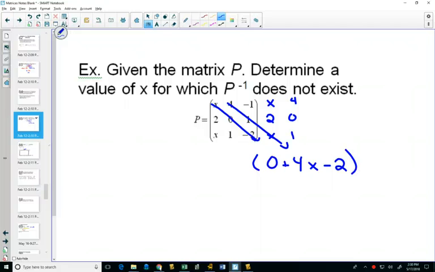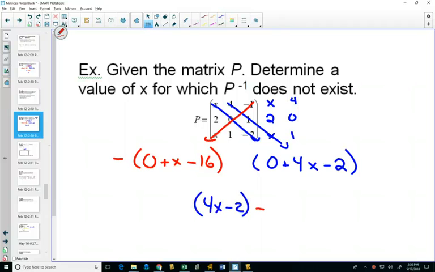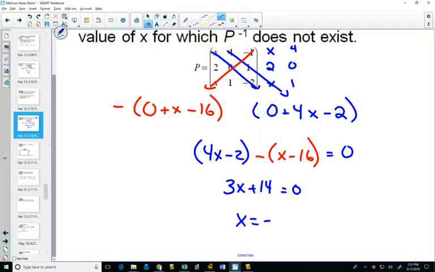0 plus 4x minus 2. And the red ones, 0 plus x minus 16. So the blue one is 4x minus 2. Subtract, and the red one is x minus 16. If we combine our like terms, we will get our determinant is 3x plus 14. If we want the inverse not to exist, it has to be equal to 0. And if it's equal to 0, then x would be negative 14 over 3.